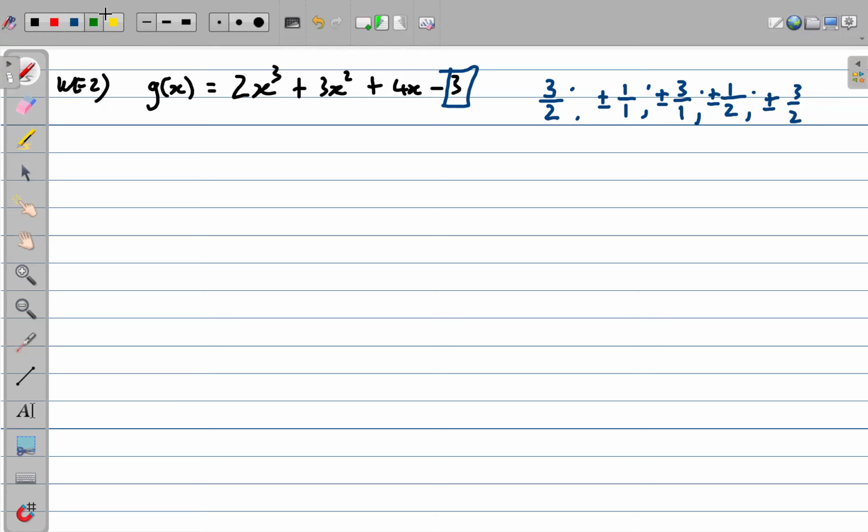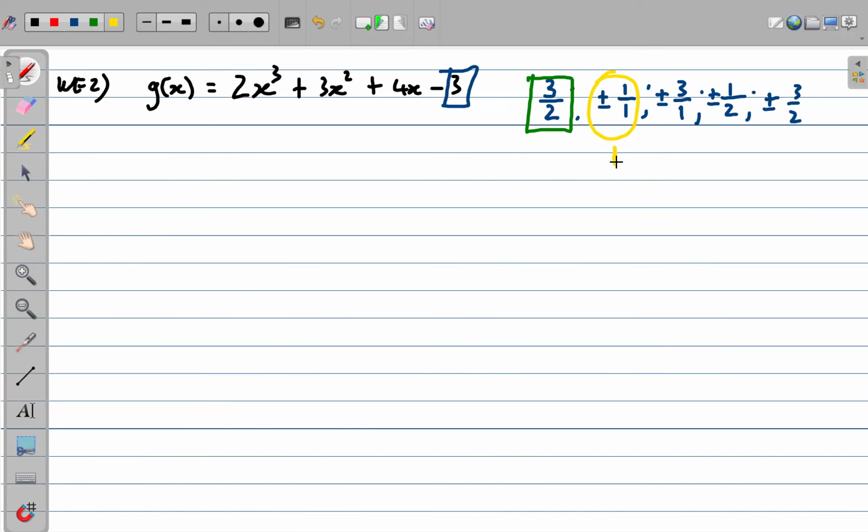If you notice, let me repeat what I said. We're looking for factors of 3 over 2. But how we're going to do it is really simple. Factors of 3 are just 1 and 3. Factors of 2 are just 1 and 2. So I just take the different combinations of those factors whereby one is the numerator and the other one is in the denominator. So somebody help me here again.